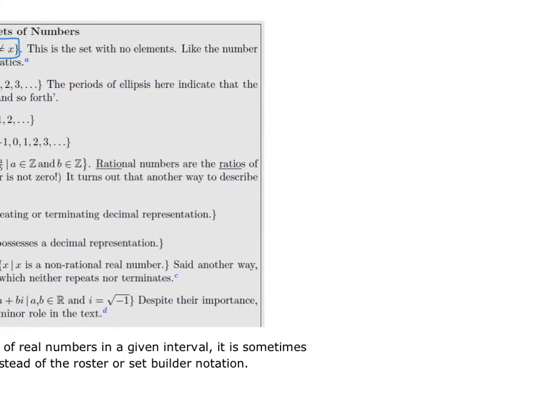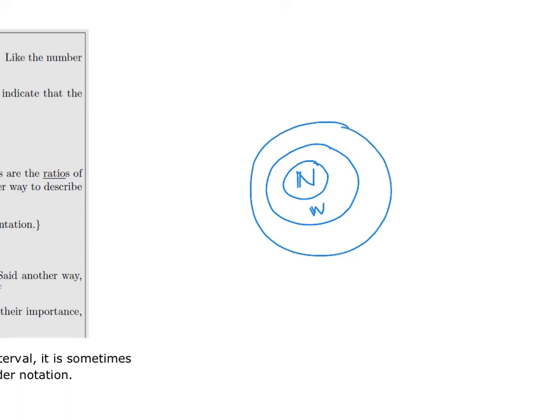And we will get to those later in the quarter. So I'm going to show you how these all start out. The natural numbers are the smallest number group, so I'm going to put those in the smallest circle here. Now, the natural numbers are contained within the whole numbers. So the whole numbers contain the natural numbers, and then the integers contain the whole numbers.